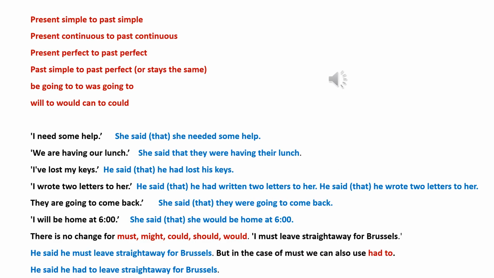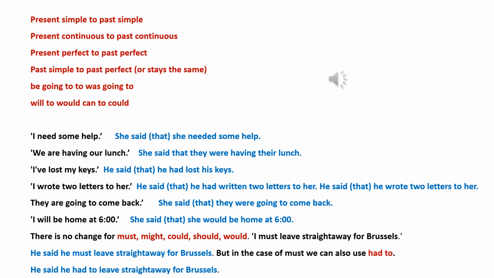Present simple to past simple. Present continuous to past continuous. Present perfect to past perfect. Past simple to past perfect, or stays the same. Be going to to was going to, will to would, can to could.